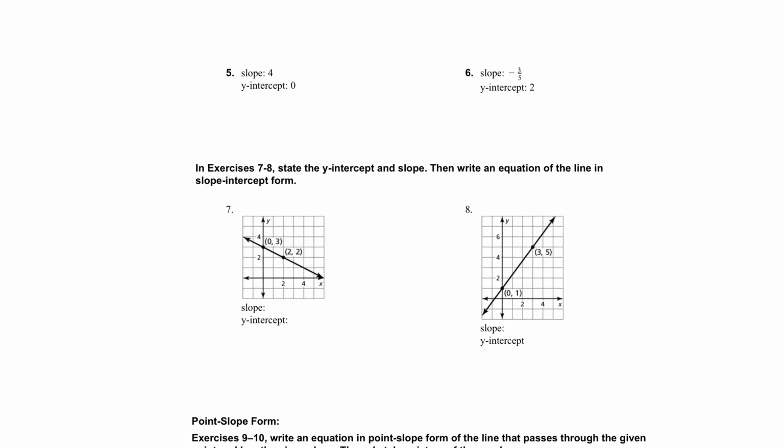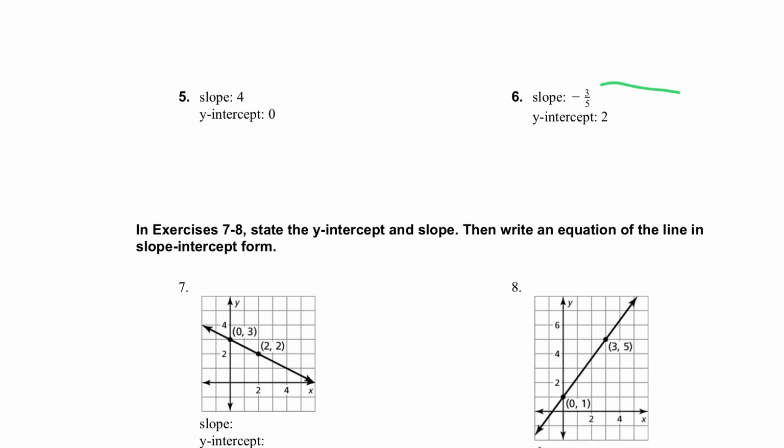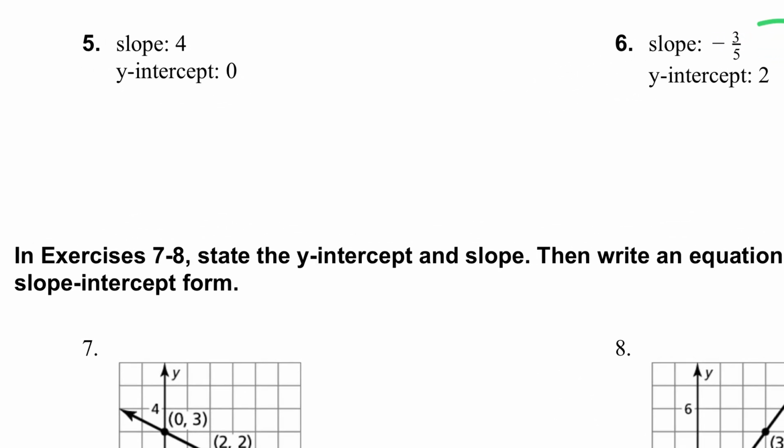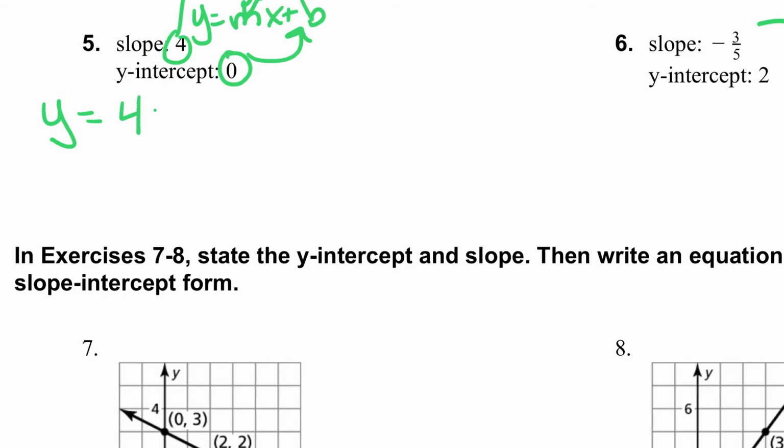So these questions, 5 and 6, it's giving it to us as slope is 4 and the y-intercept is 0. So remember our equation, y is equal to mx plus b, which is the slope-intercept form. So I'm going to start by writing my y, and then my slope goes in here, and my y-intercept goes right there, and I'm left with y is equal to 4x plus 0. And anything plus 0, we can just write as y is equal to 4x.